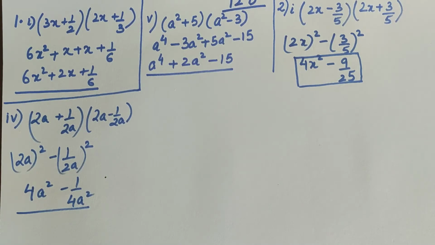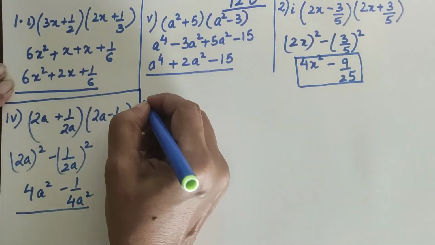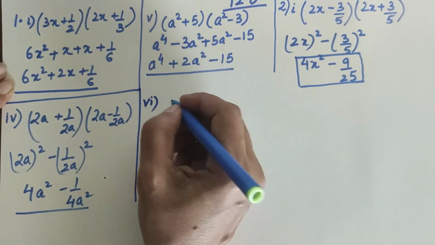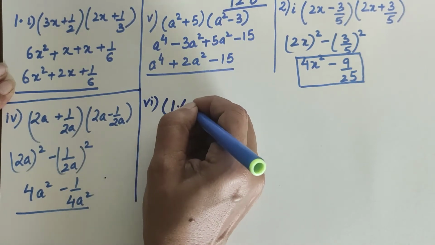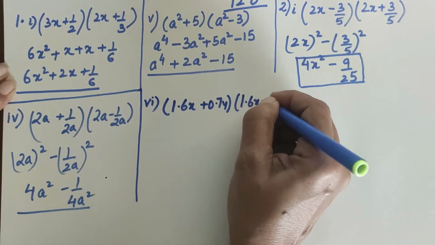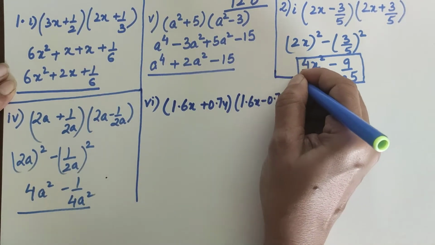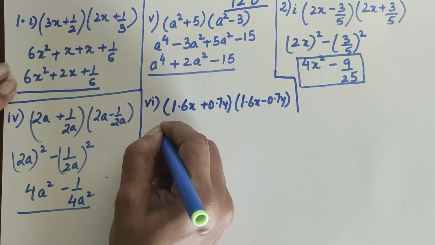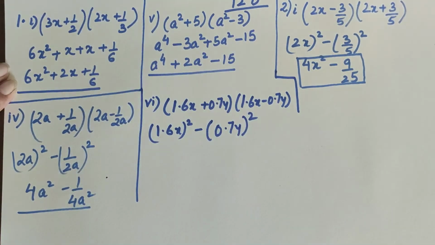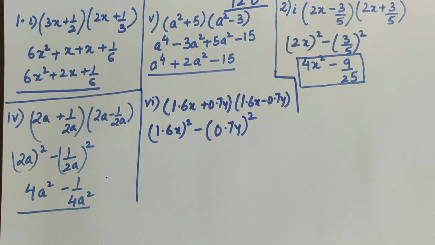Then the next which I will be doing is part 6. It is a decimal, but again the same formula, a square minus b square. 1.6x plus 0.7y and 1.6x minus 0.7y. Now a square, which is 1.6x whole square, minus b square, which is 0.7y whole square. Now 16 into 16, we should know the product of 16 into 16. 216, if I am not mistaken.